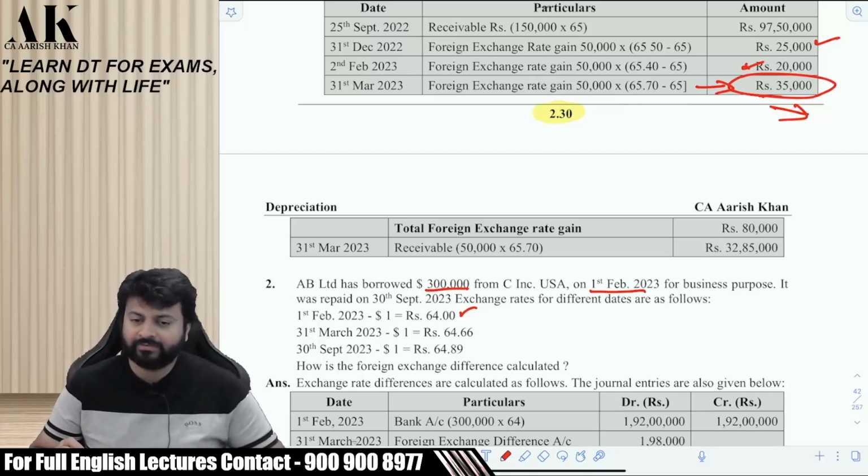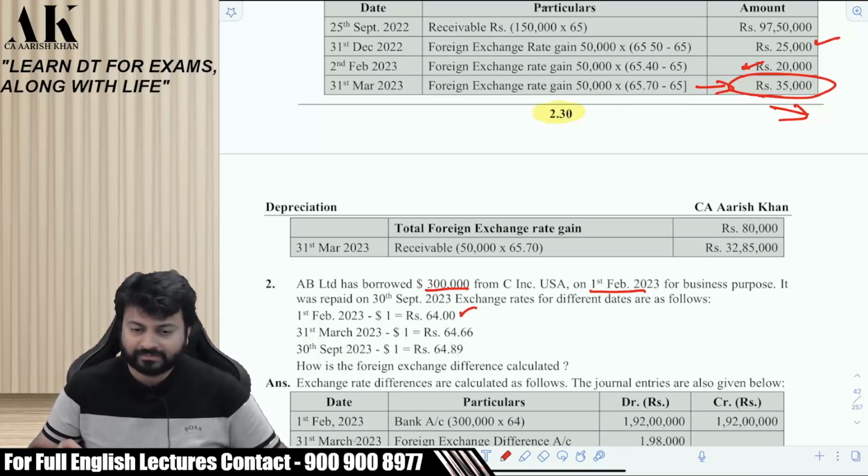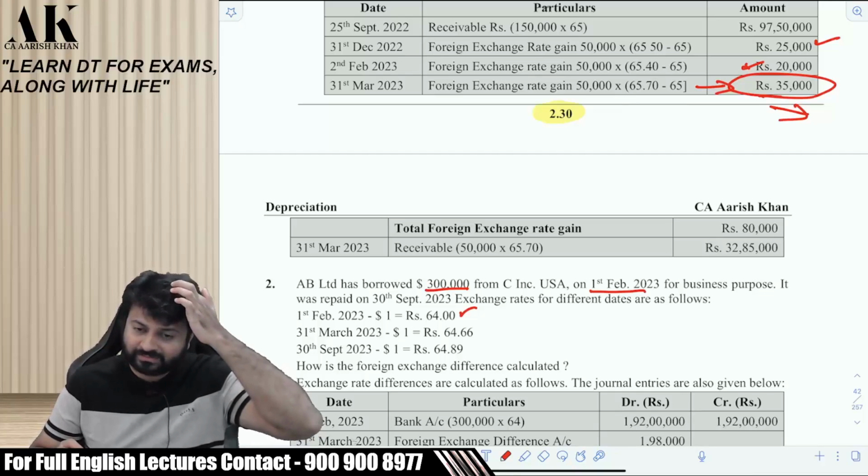Don't miss zeros in life. Zeros are very important, especially when it is in crores. Don't miss.